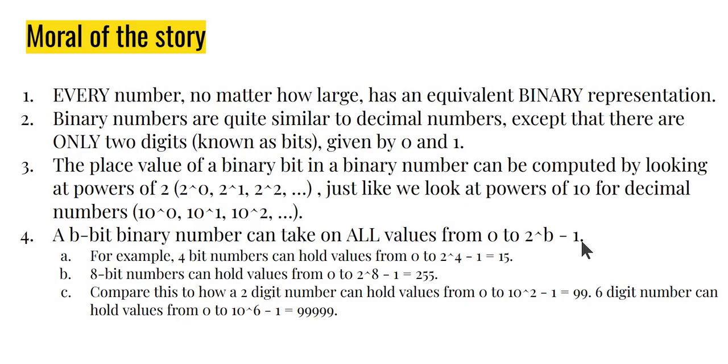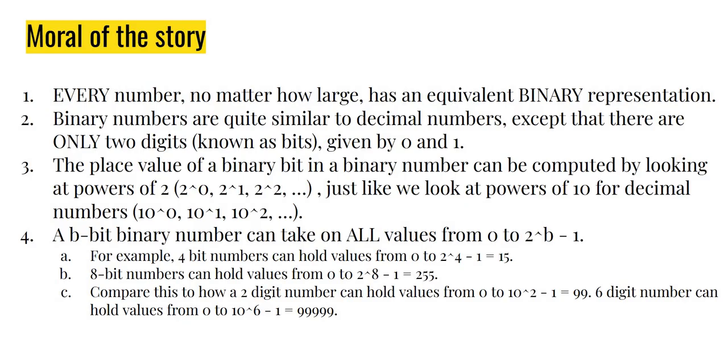Now, this actually is a very, very important fact. Again, think a moment about this. Take some examples. For example, if we have a 4-bit number, it can hold values from 0 to 2 to the power 4 minus 1, which is 15. What does it mean? That if I have a number between 0 and 15, both included, I can represent that number as a 4-bit number.